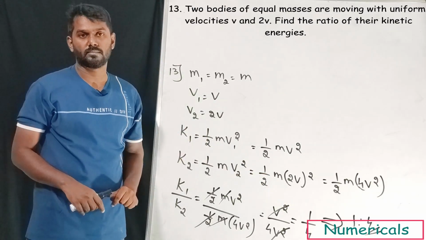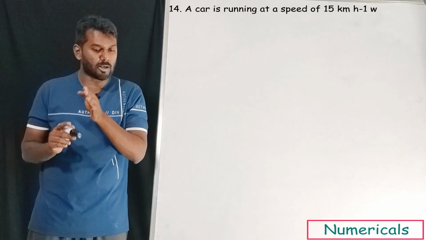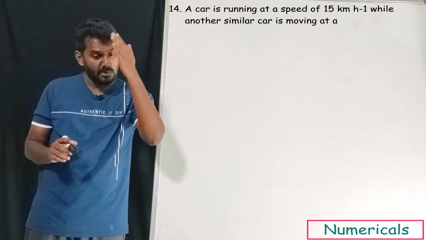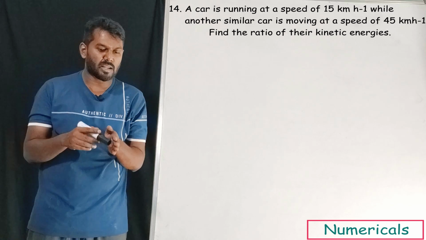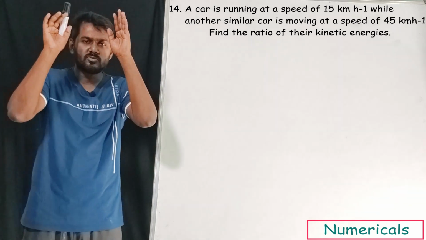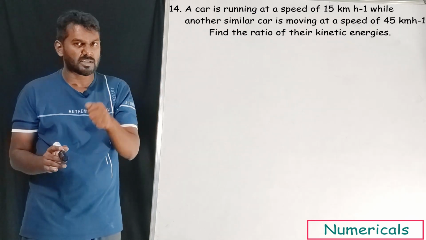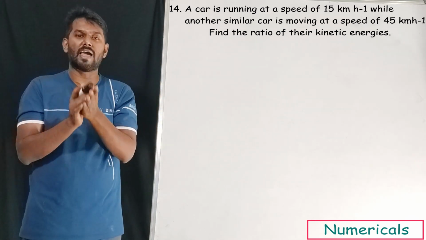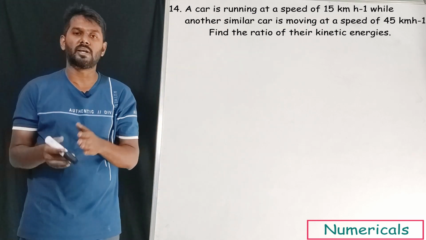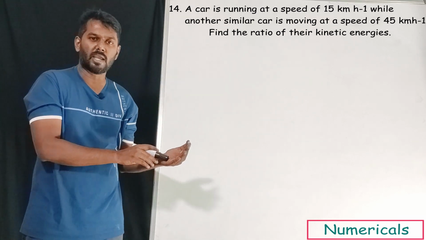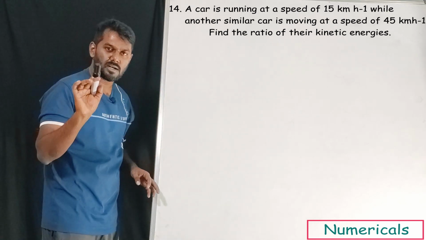Very important thing. Question number 14. A car is running at a speed of 15 km per hour while another similar car is moving at a speed of 45 km per hour. Find the ratio of their kinetic energy. This is very similar to the previous question. What is the only difference between the previous question and this question? In that question, the v value, the velocity or speed value, was not specified. In this question, it has been specified. The same thing we are going to apply. Instead of writing v, we are going to write the values. We will get the answer directly.